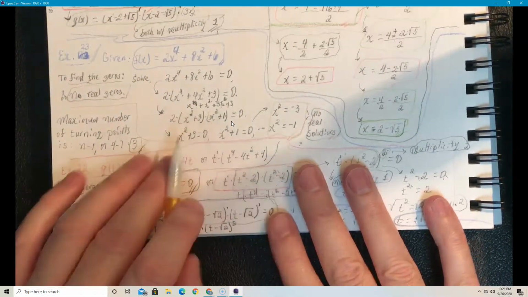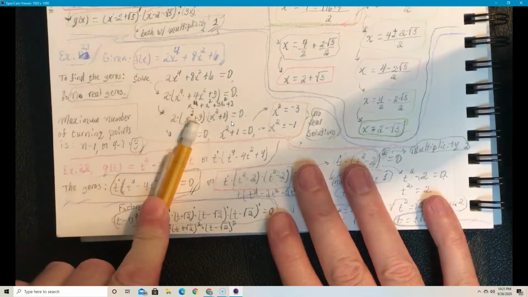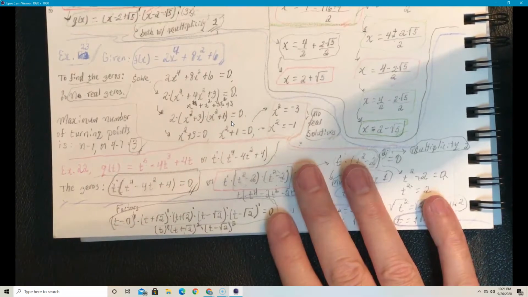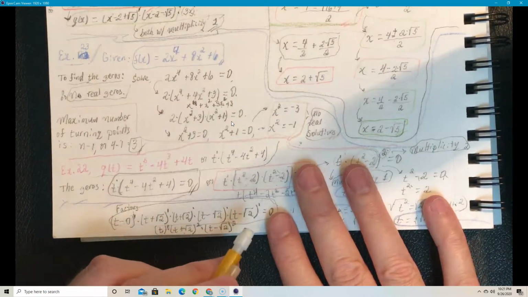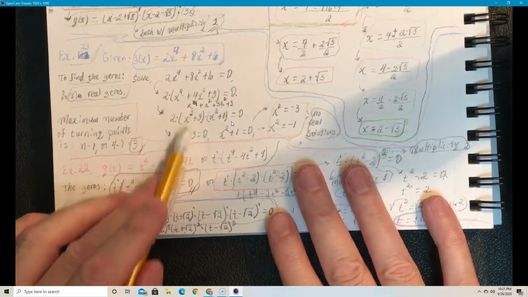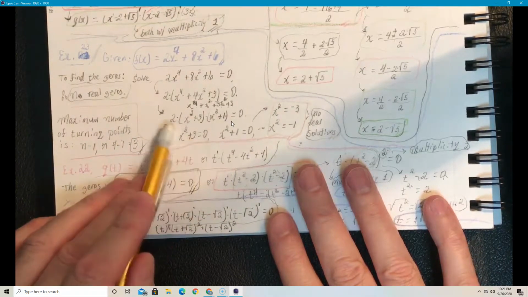So they're not repeated. This is not the same factor. This is x squared plus 3, and this is x squared plus 1. So they're different. So no repeated factors here. If we now set each of these equal to 0, there's no x right here.